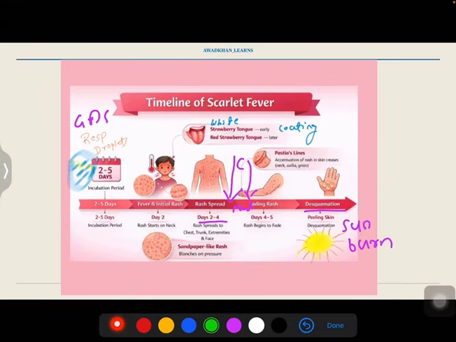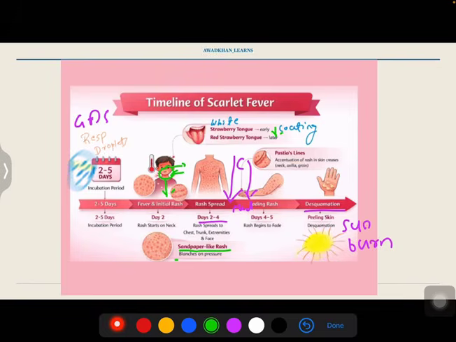Okay, the rash initially starts at neck, then spreads downwards, and if you notice here there is a pallor around the mouth, as rash is seen on the cheek but circumoral area is spared. And there is a strawberry tongue, initially due to coating, which is white strawberry tongue, and later it becomes red strawberry tongue when the coating desquamates. And it is also called sandpaper rash, which blanches on pressure.